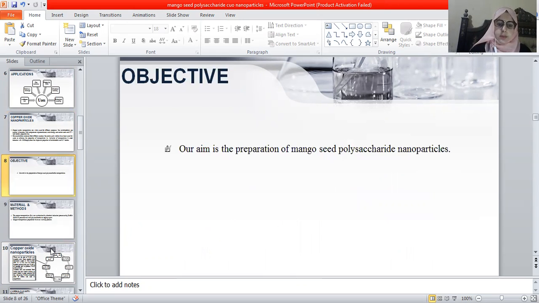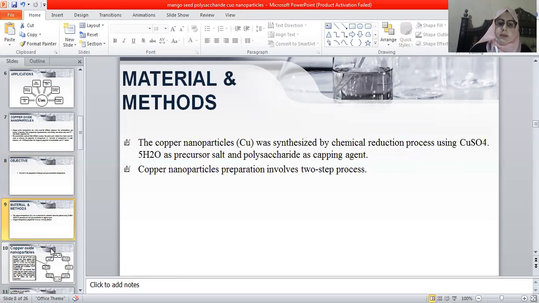The main objective of the project is the preparation of mango seed polysaccharide nanoparticles. We used mango seed polysaccharide as it is the cheapest source. Mangoes are cultivated in large numbers in Pakistan every year, and they are very common and easily available during summer seasons. Material and method: the whole process of preparing mango seed copper oxide nanoparticles consisted of two steps.